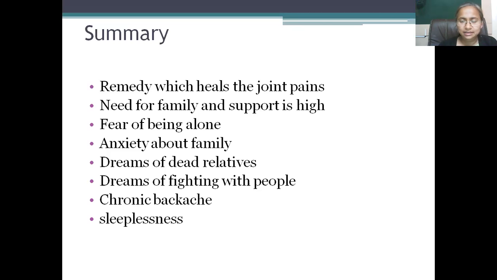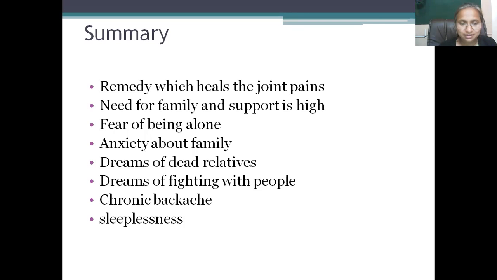We want a remedy which has the pathology of joint pains or muscular pains. We need a remedy where the person needs the support of family, and the family is the most important thing for a person. Because for this female, the family, husband, kids, that's her world, that's all. And she has this immense lonely feeling. She had this in the starting also, and now also when the husband is there, everything is okay, she still feels alone. She is very anxious about the family.